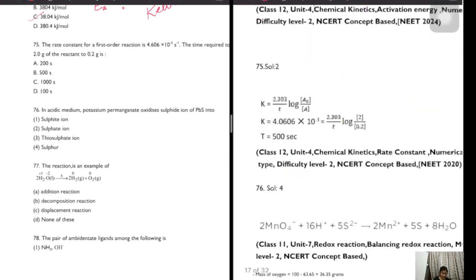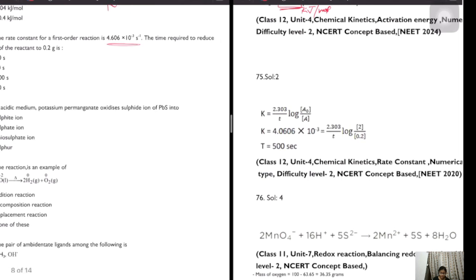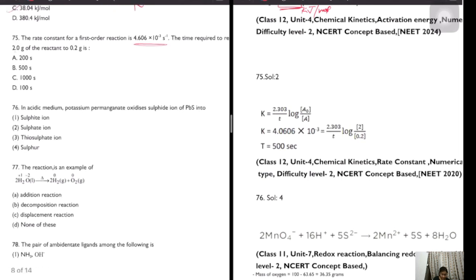Now in the next question, we have the rate constant for a first order reaction, this much. This is the rate constant. The time required to reduce 2 gram of the reactant to 0.2. First order is given. We'll use the equation k = 2.303 by t into log of initial concentration upon final concentration. So we'll just put the values, and what we get is 500 after substituting these values.